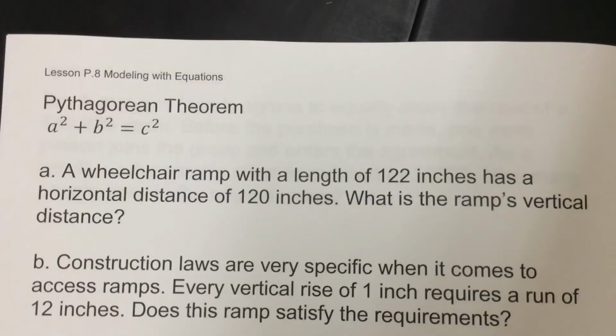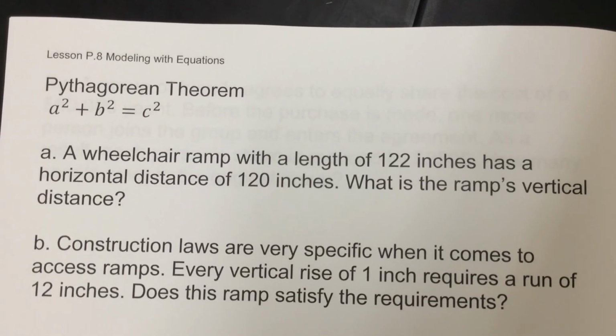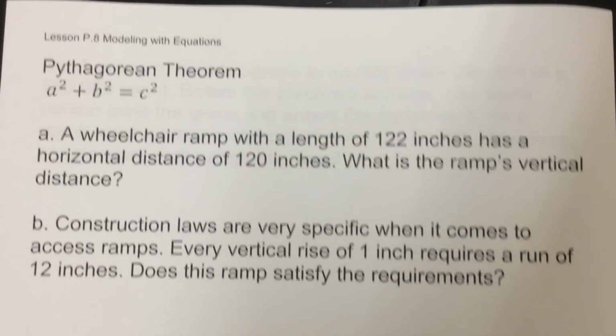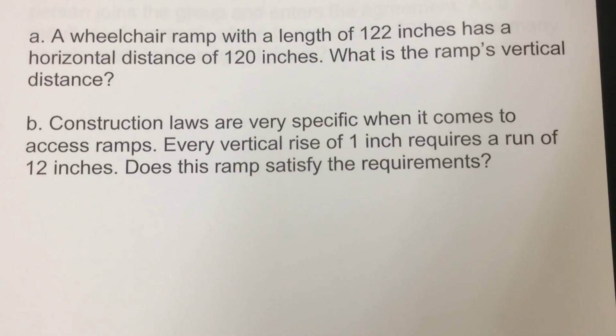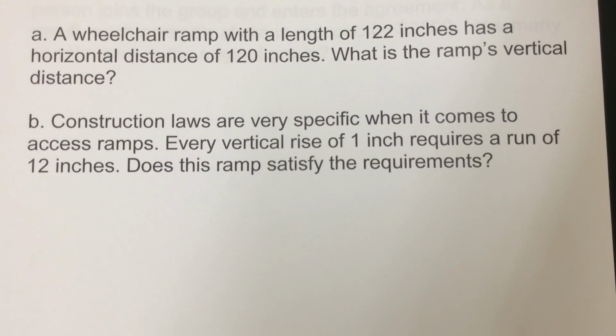The Pythagorean theorem: a squared plus b squared equals c squared. This is the one over by the wall by my air conditioner, if you ever can't remember this. I also want to point out I did not make up this problem. It was in the book, but we're going to do it anyway. A wheelchair ramp with a length of 122 inches has a horizontal distance of 120 inches. What is the ramp's vertical distance?